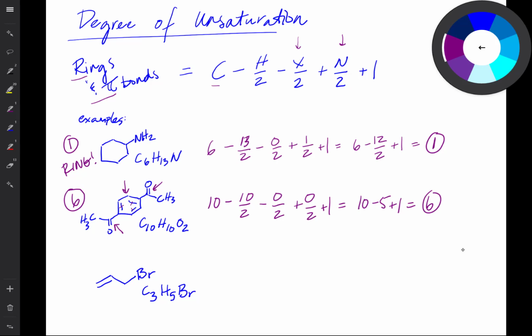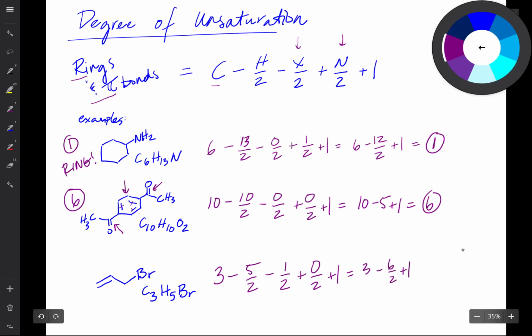Let's do allyl bromide. C3H5Br. 3 carbons minus 5 over 2 minus, we do have a halide here. We've got a bromide. Minus 1 over 2. We don't have any nitrogens. We're going to add 1. This gives us 3 minus 6 over 2 plus 1. 3 minus 3 plus 1 is 1. That comes from our double bond.